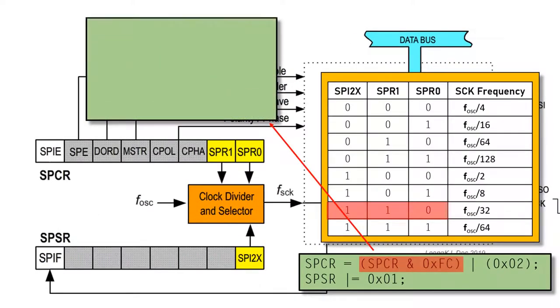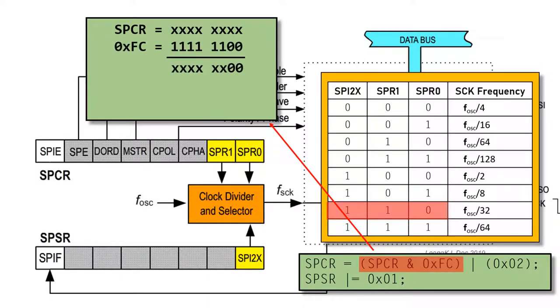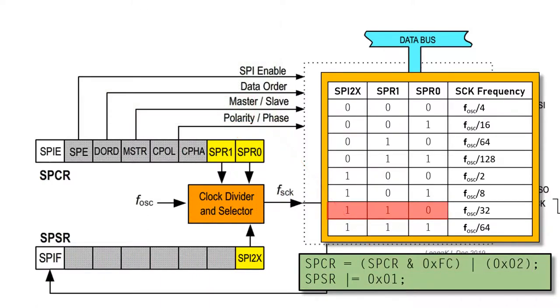Perform an AND operation of SPCR register with FC. The lower two bits will be cleared to zero. Then, perform an OR operation with 02. SPR1 and SPR0 becomes 1 and 0. This instruction sets SPI2X to 1.